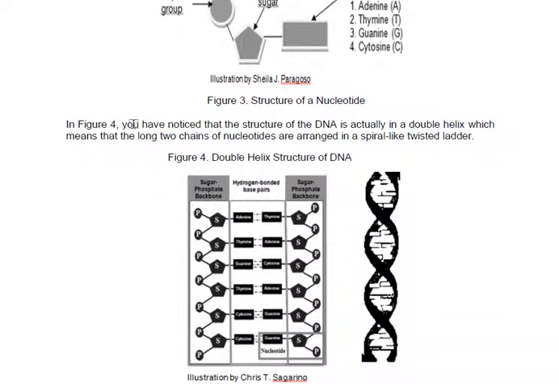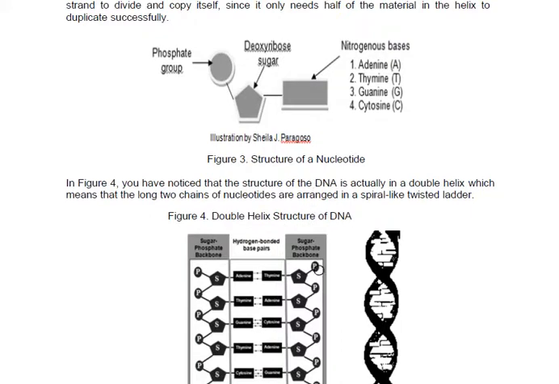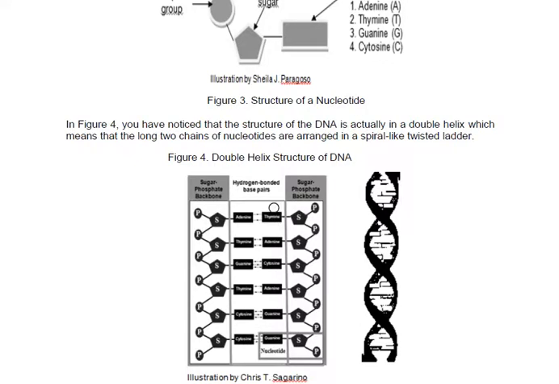In figure 4, notice the structure of the DNA is actually a double helix. And then, if you flatten it straight, this is what comes out. Okay? So, this is then the sugar phosphate backbone, made of the phosphate group and the deoxyribose sugar. And then, in the middle, are the nitrogenous bases, and they are bonded by hydrogen.